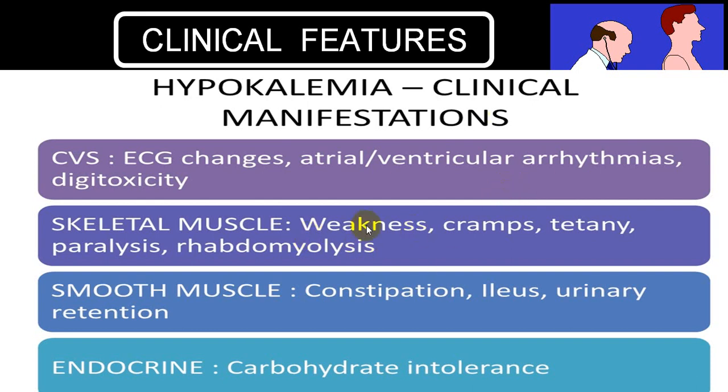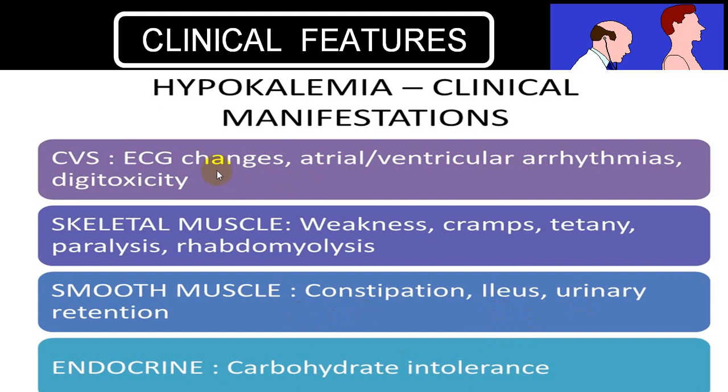So in skeletal muscle, weakness, cramps, the person can have tetanic spasms, can develop severe weakness, almost paralysis, and the person can also develop destruction of the muscle, rhabdomyolysis, and with rhabdomyolysis, myoglobinuria, which can damage the kidney. As far as smooth muscle is concerned, because of decrease in peristalsis, constipation, paralytic ileus, and the bladder can also have decreased smooth muscle contraction, so urinary retention. That will be in smooth muscle.